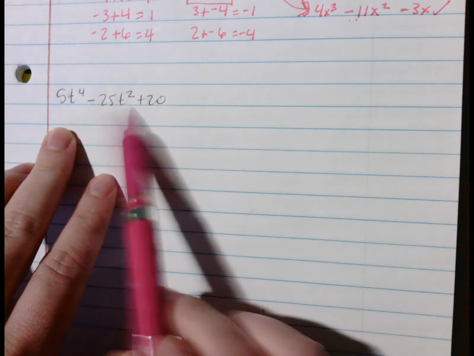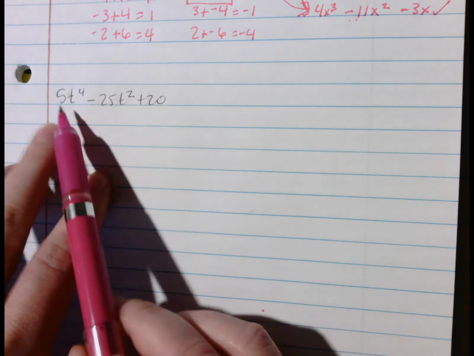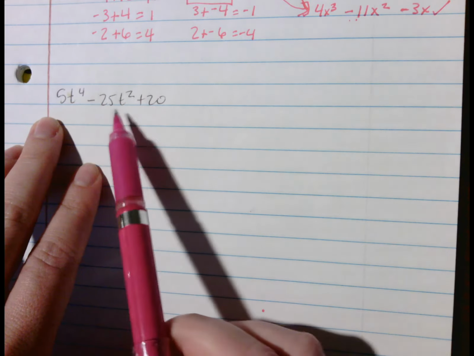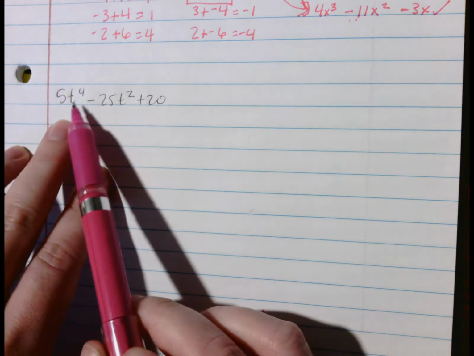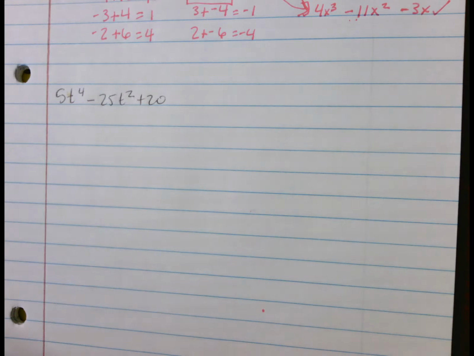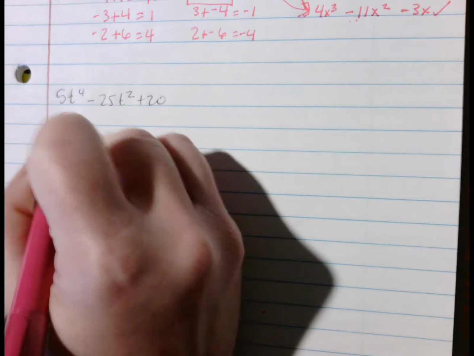This does have a greatest common factor. If you look, these are all divisible by 5, so 5 is going to be our greatest common factor. The t is not present in all of the terms, so we cannot take a t out. So we're going to take the 5 out.